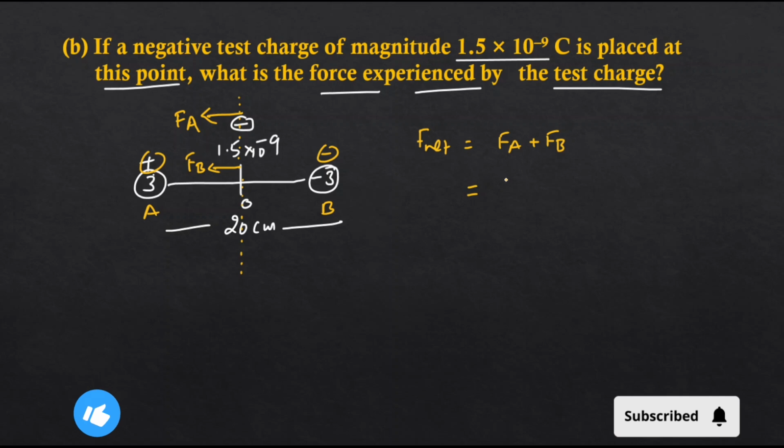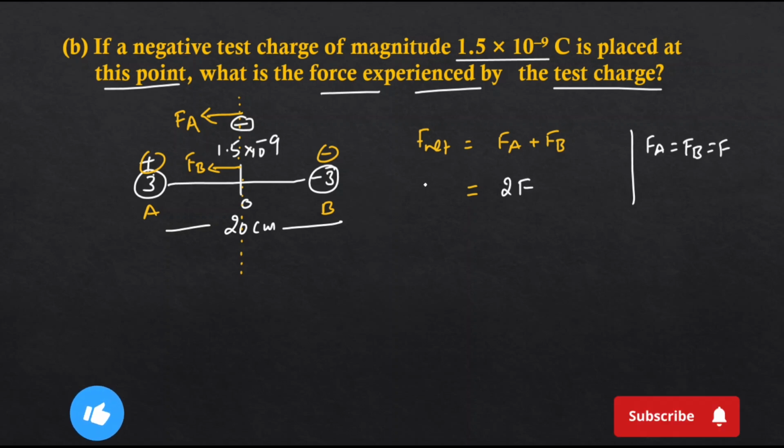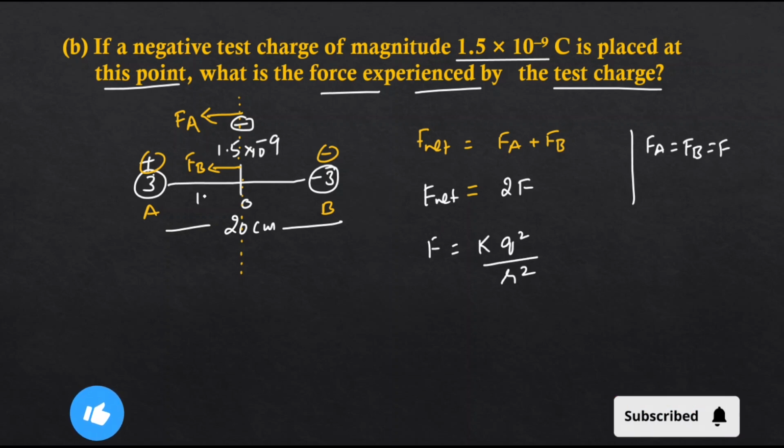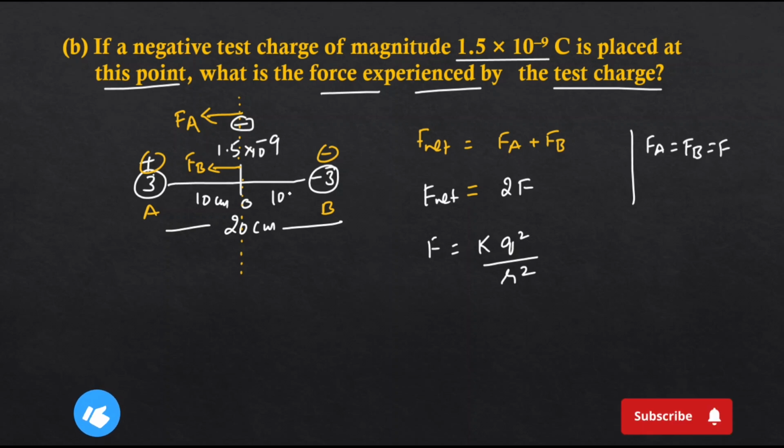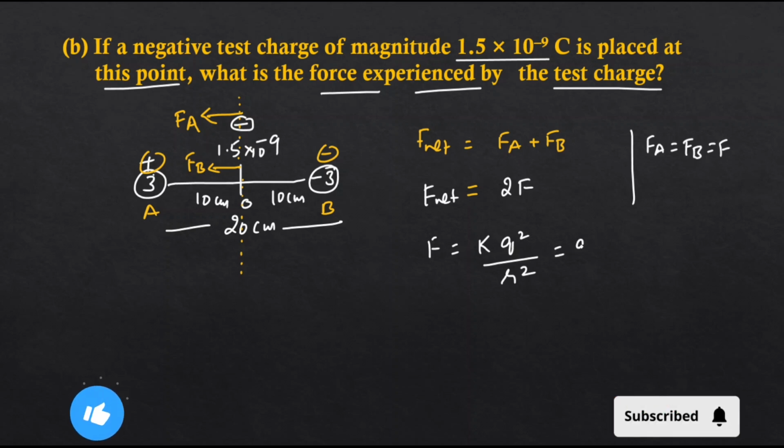Now FA is equal to, we know, KQ square by R square. Now I am calculating FA value, because FA and FB both are equal here. So I am writing FA, FB both are same, so I am taking F. Then we will get 2F. F net is equal to 2F. Same thing, F we have to calculate first: K into Q square by distance square R square. Here distance is 10 centimeters. Here also 10 centimeters.